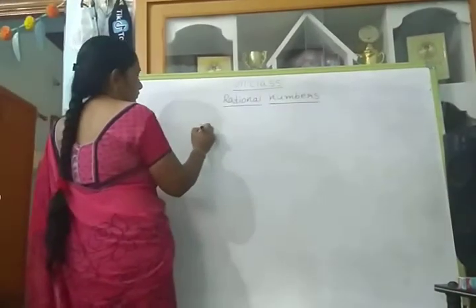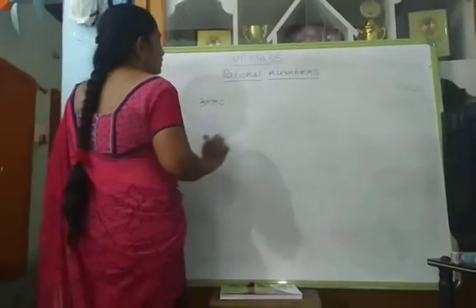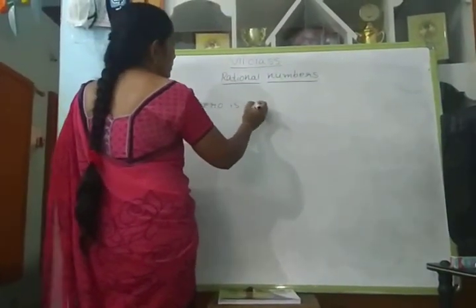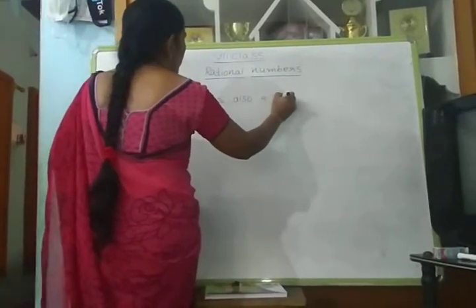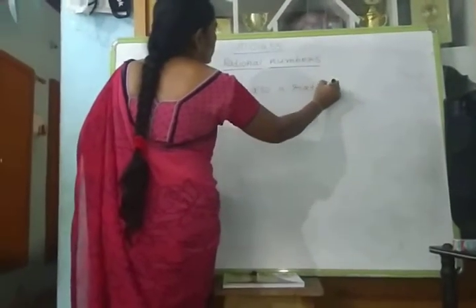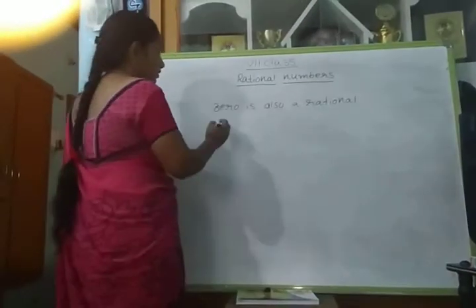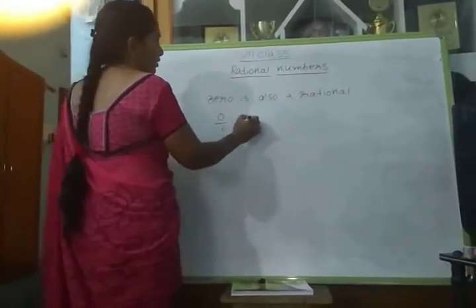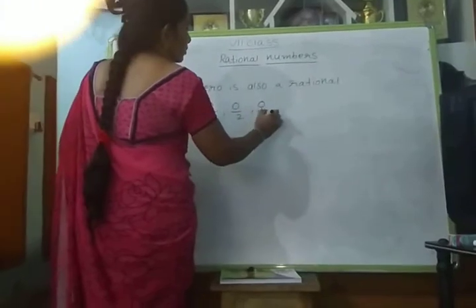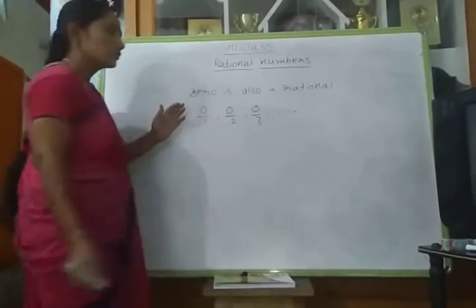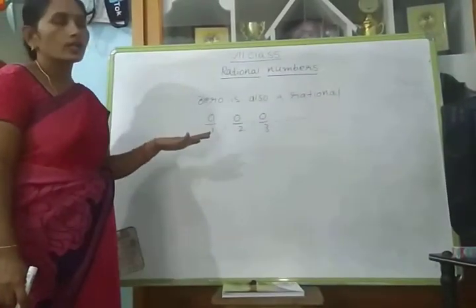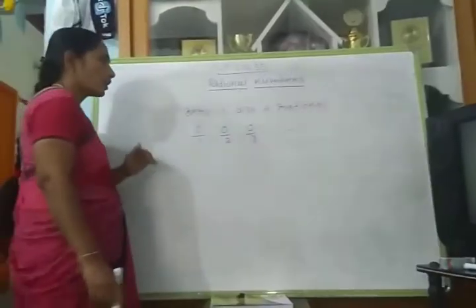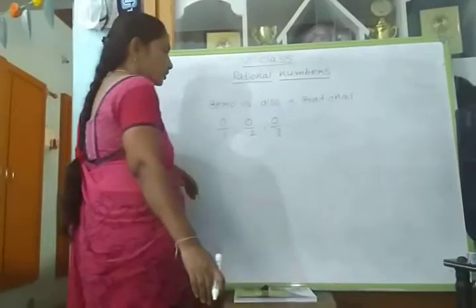About 0. 0 is also a rational number. We can represent 0 as 0 by 1, 0 by 2, 0 by 3. So 0 is also a rational number, but it is neither positive nor negative. So 0 is also a rational number.